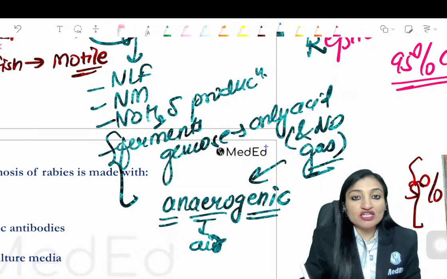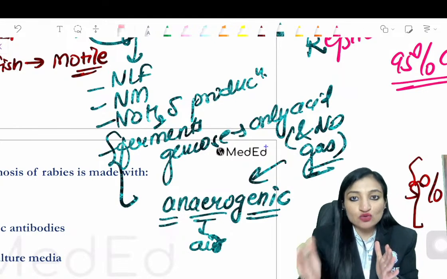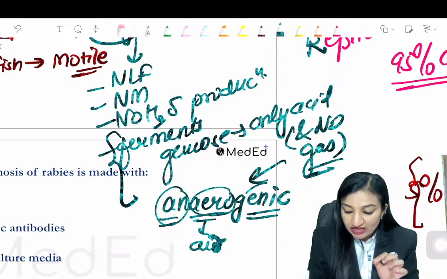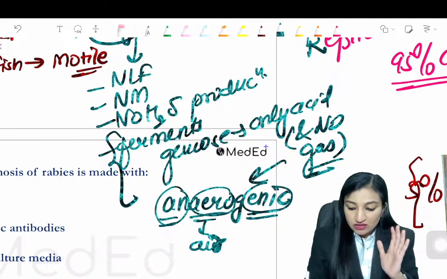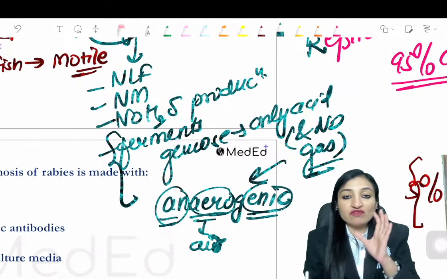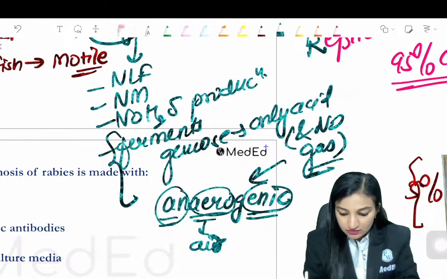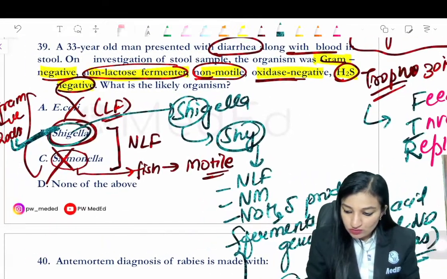Now, fermentation of any sugar is definitely going to produce acid and may or may not produce gas. So gas is an optional byproduct of fermentation. When we say anaerogenic, we are trying to say that fermentation does not produce gas. So this organism is anaerogenic. It ferments glucose producing only acid and no gas. Is this clear? Yes or no?